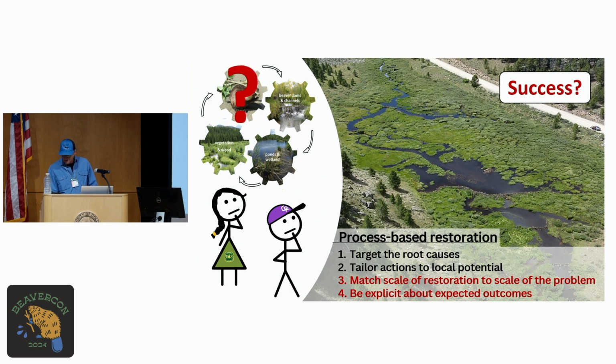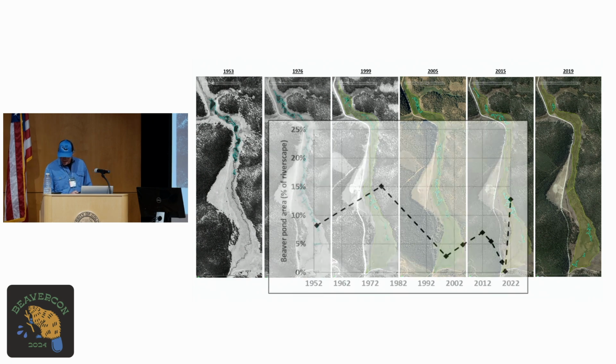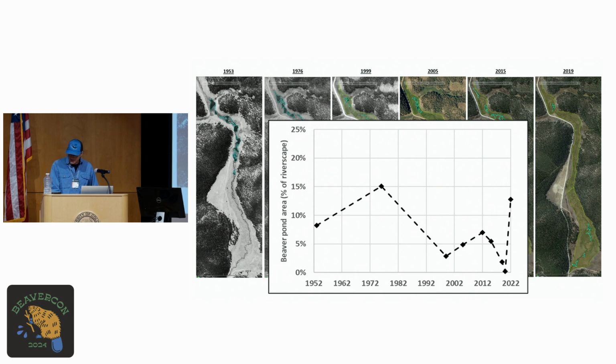So, let's expand the time scale. These photos highlight pond area, providing snapshots of beaver activity over the past 70 years. There was a peak in the 1970s, then the local population crashed, partially recovered, and crashed again to zero in 2020. The spike in 2022 is the result of our work and why we were just high-fiving. We can be proud, but we can't just call the site restored and move on.